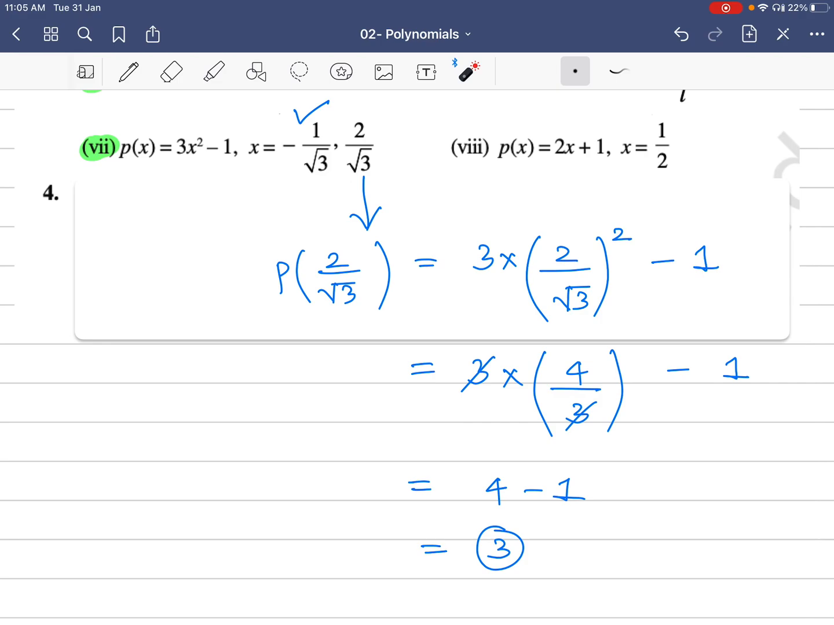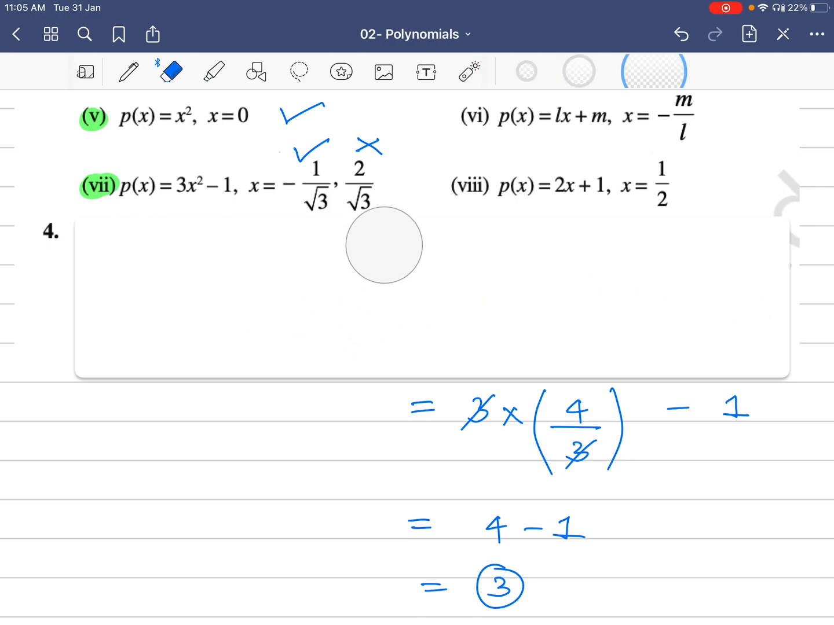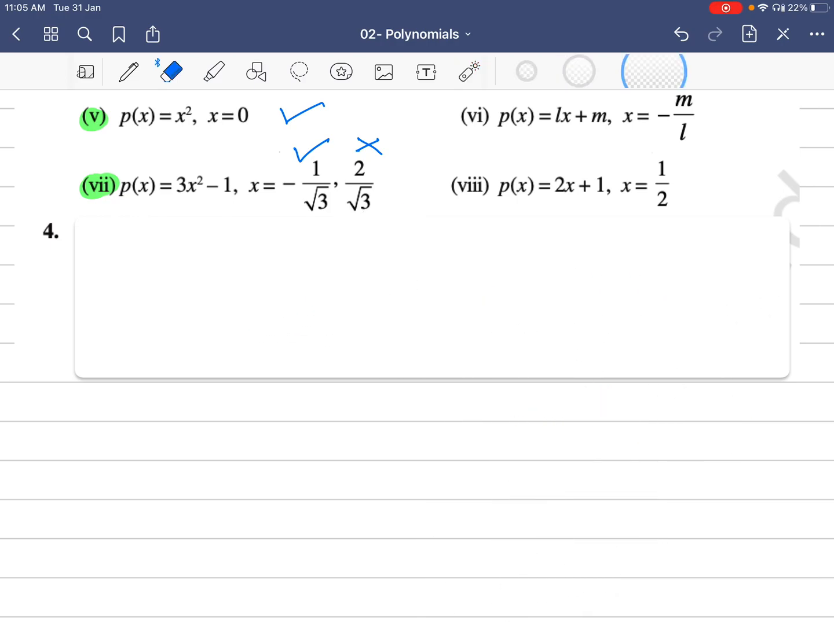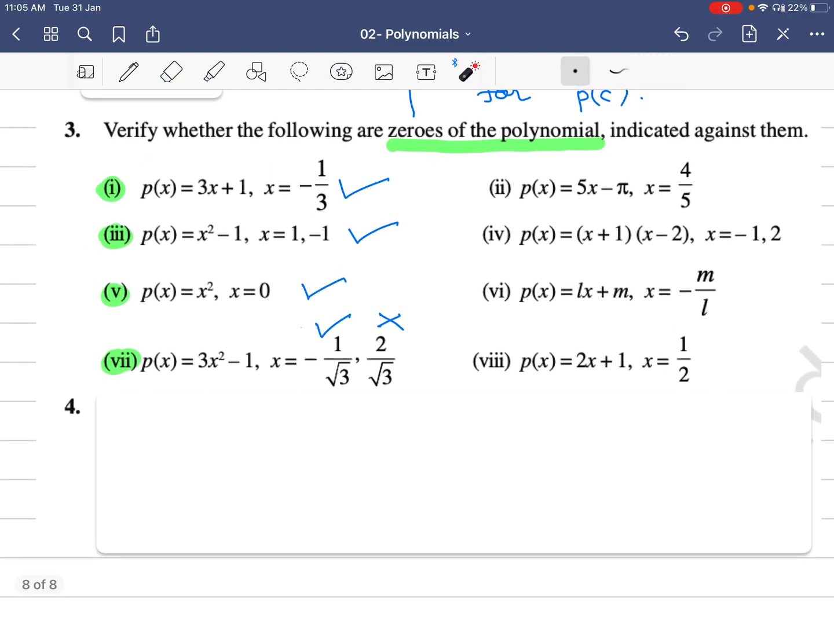It is not equal to 0. So hence we are going to cross this out. This is not the valid 0 for this polynomial. Only minus 1 by root 3 was the valid 0. So in this way, we have solved the third problem from this exercise, where we wanted to just verify whether these values of x are zeros of the polynomial or not.